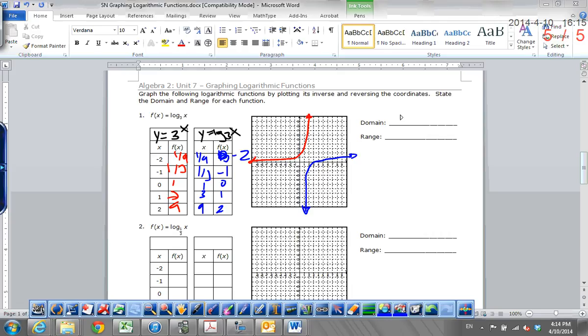My domain is everything bigger than 0, and my range is negative infinity to positive infinity. Our domain for our exponential, if we think back, is all real numbers, and my range is everything bigger than 0. So they flip-flopped. And that's no coincidence, because remember, x is our domain, y is our range. So when we switch x and y, it makes sense that the domain and range would change.